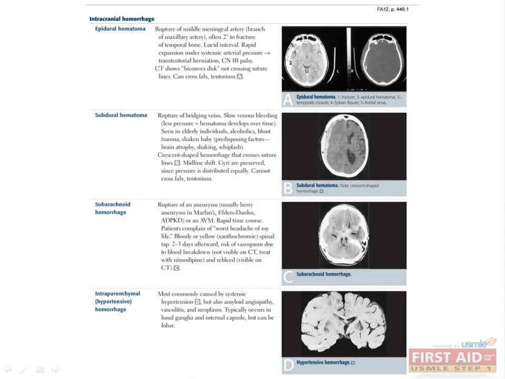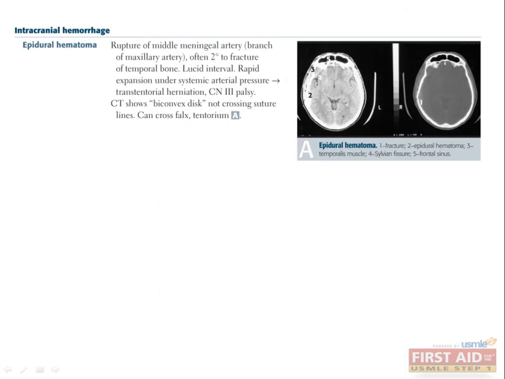Next, let's review intracranial bleeds. Epidural hematomas are a collection of blood between the dura mater and the skull. And what causes epidurals? Well, most are caused by disruption of the middle meningeal artery, usually due to a fracture of the temporal bone by head trauma. Here you can see a site of fracture.